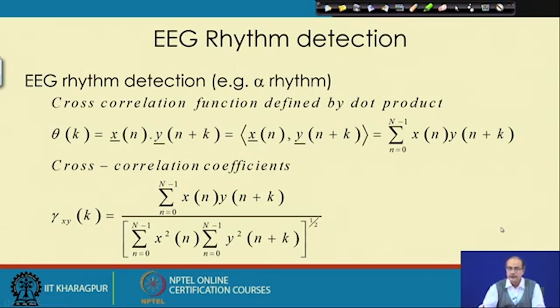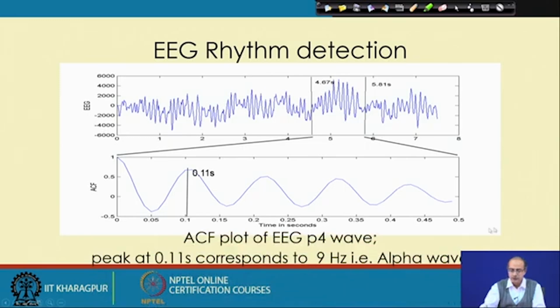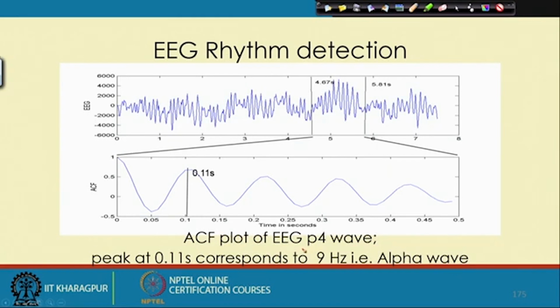So, now let us see some examples of how we make use of this fact. For this purpose, here we have taken a signal where P4 is the lead, and for some part of it, 4.67 to 5.81 seconds, within this range, the doctor has suggested that an alpha wave is visible.